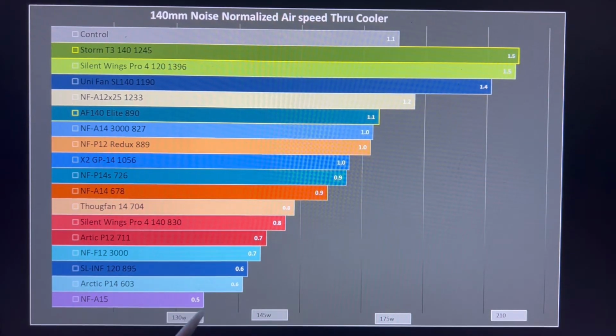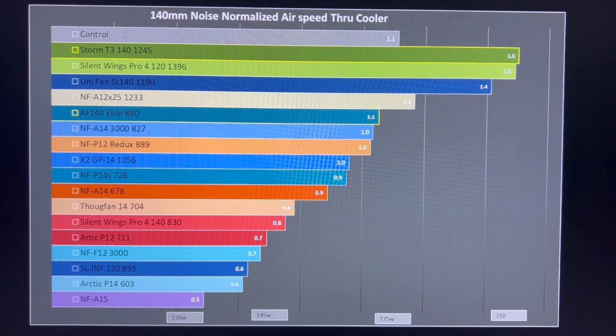So with 0.5 meters per second of airflow, the CPU will run at 130 watts. At about 1.5 meters per second of airflow, it'll run at 210 watts. So what does this mean for your choice in picking up a fan? Well, if you don't have the same cooler as me, those wattages don't mean anything.